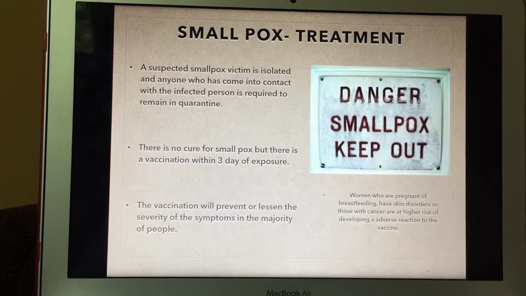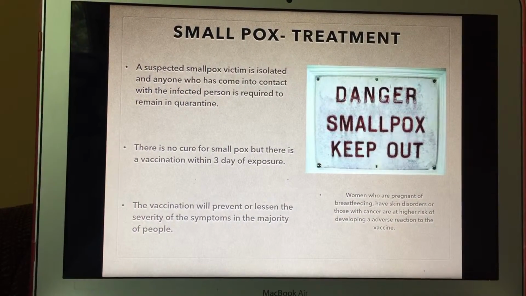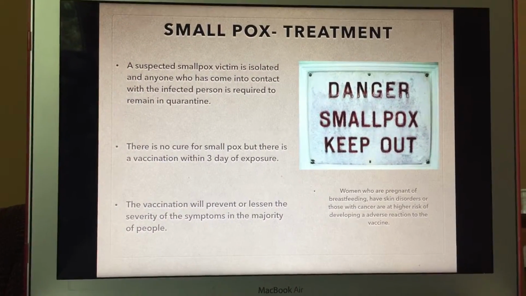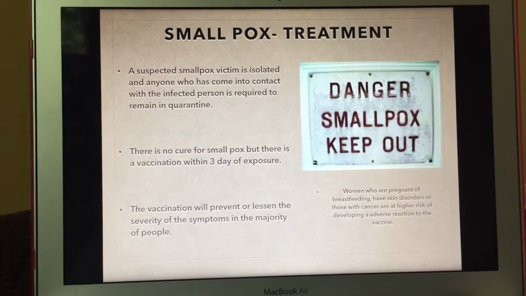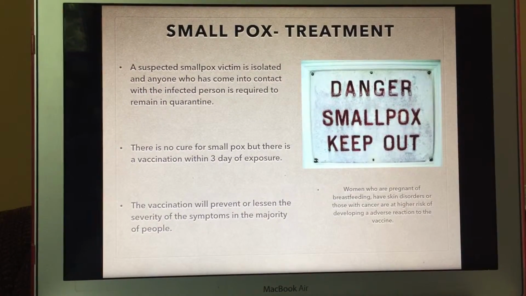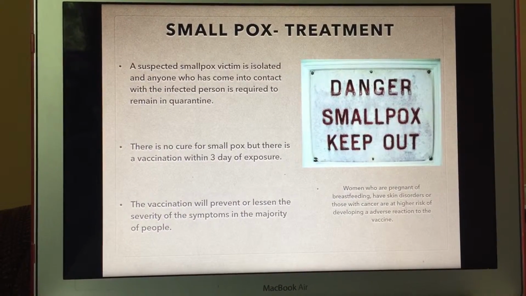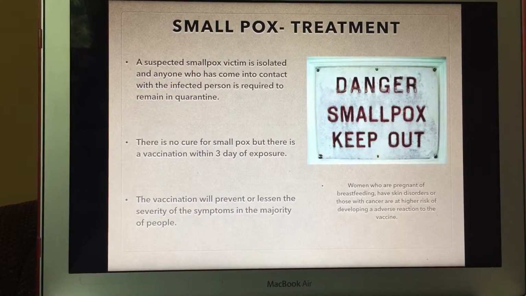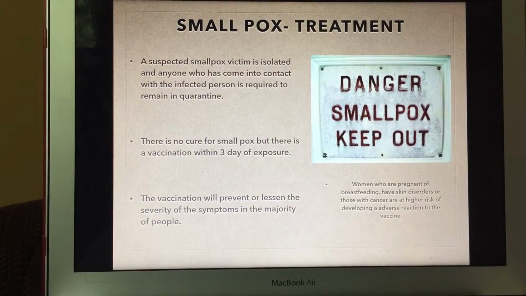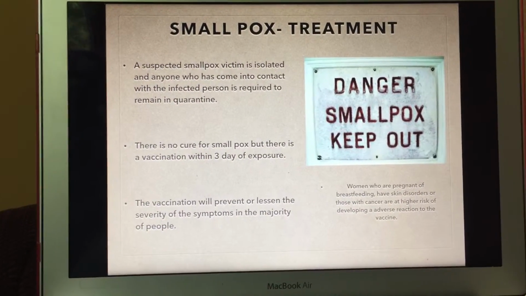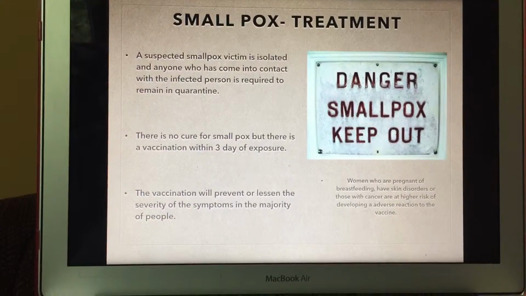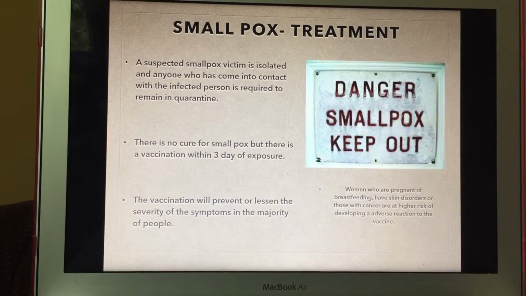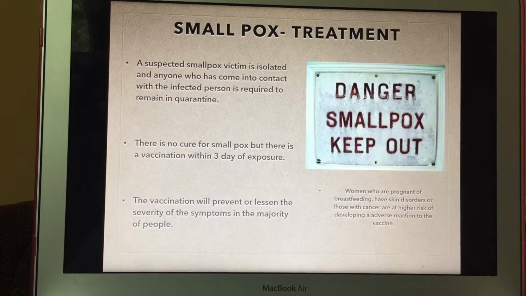So the treatment for smallpox. First off, there is no cure for smallpox, and you need to get a vaccine administered. Up to 4 days is the longest you can wait after the exposure to this virus, and you need to make sure that it is before the rash appears. The vaccine is to prevent the rash and really prevent any of your symptoms from getting worse. So it essentially lessens the severity of the disease.